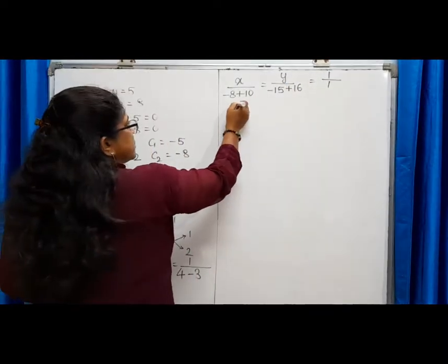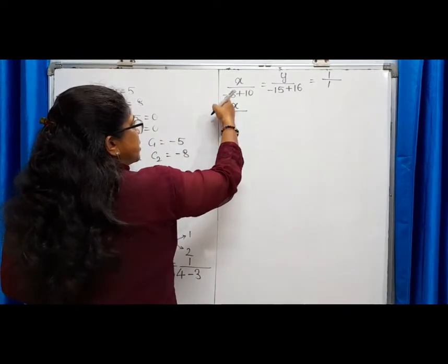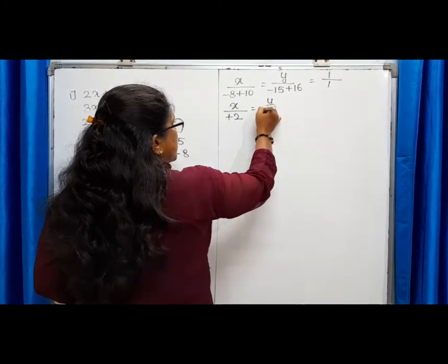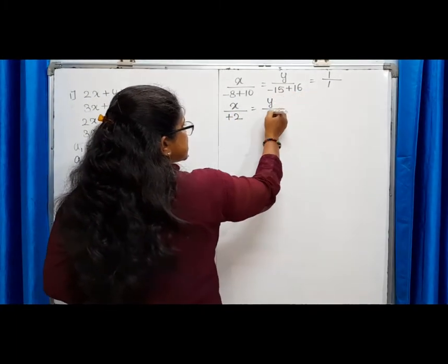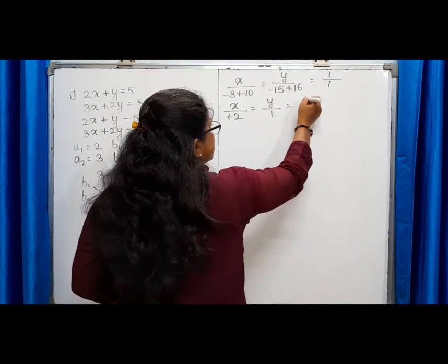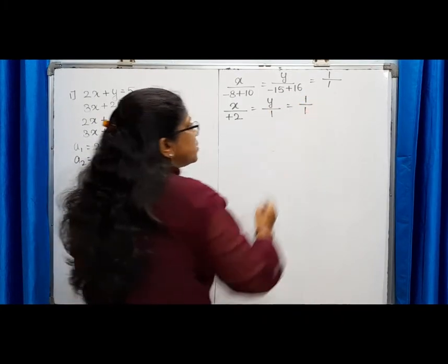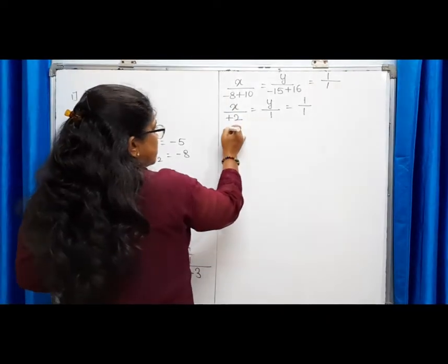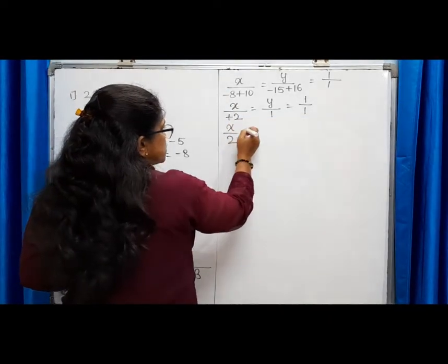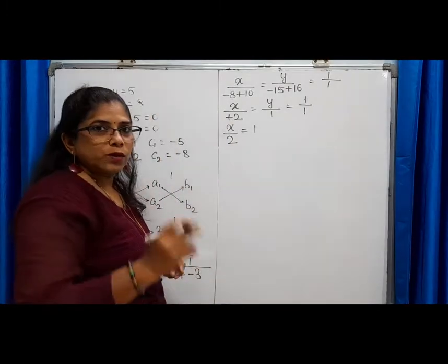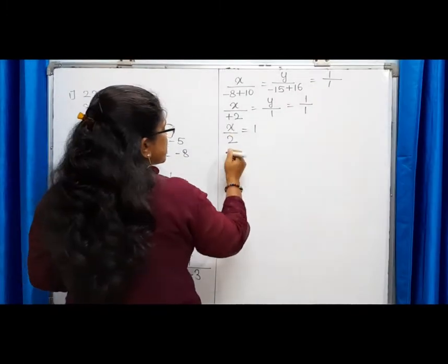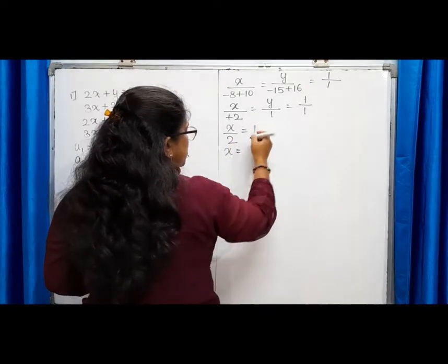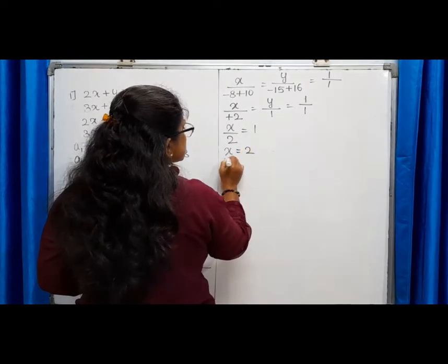So what exactly we have here? Let's see. X upon minus 8 plus 10, that is 2, y upon minus 15 plus 16, that is 1, and here we have 1 upon 1, or we can also write only 1. We have to equate this. X upon 2 is equal to 1. 1 upon 1 is equal to 1. So the meaning of this is x is equal to 2 into 1, that is 2.